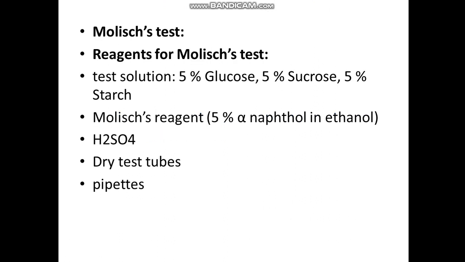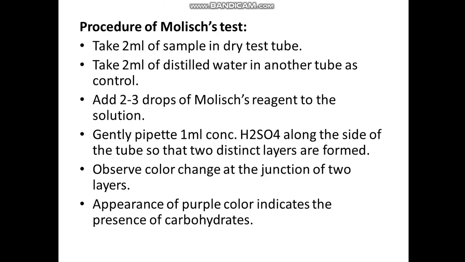So here are the reagents needed for the Molisch test. Like test solution, we need 5% glucose, 5% sucrose, and 5% starch. And Molisch reagent, that is 5% alpha naphthol in ethanol, sulfuric acid, dry test tubes, and pipettes.